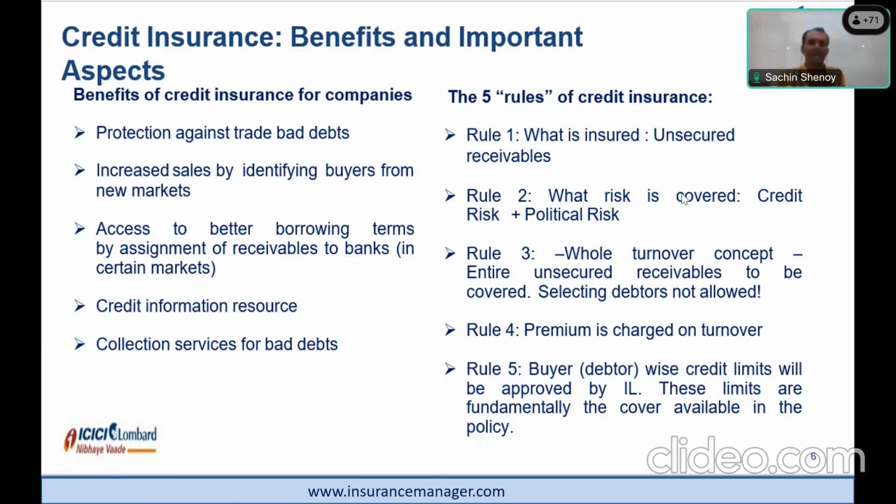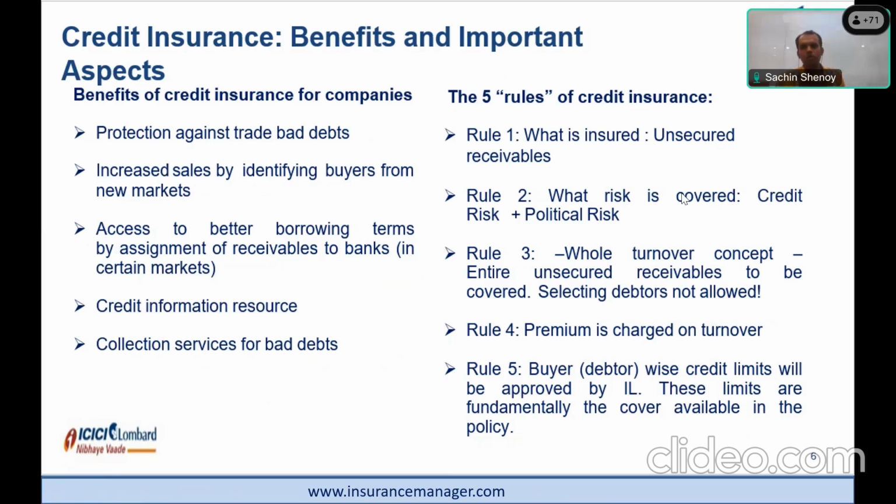Your existing list of buyers will be covered from the date of inception, and you can keep on adding new buyers in the program during the tenure of the policy just by giving their basic details like name, address, your payment terms, your estimated exposure which you want to take, and your total turnover with that particular buyer for the given period of the policy. Based on that, you can keep on adding the buyer in the program, and once it is approved, you can start supplying goods to them. Premium is charged on the turnover basis. It's an annual program, so you have to estimate your turnover for the next 1 year, and based on that, you can pay the premium.